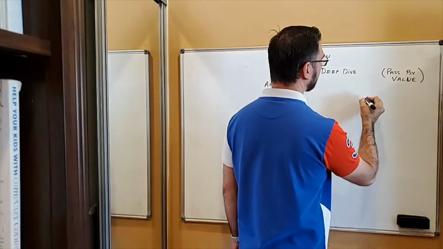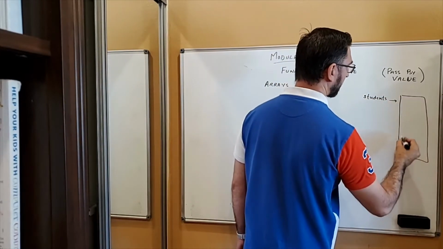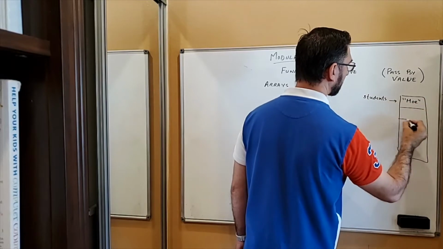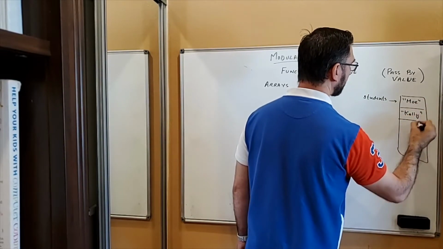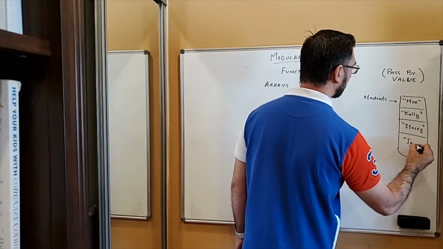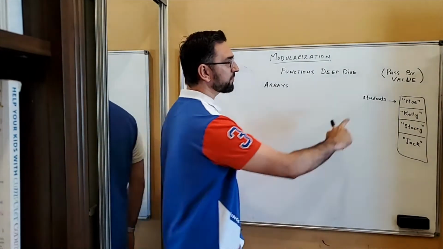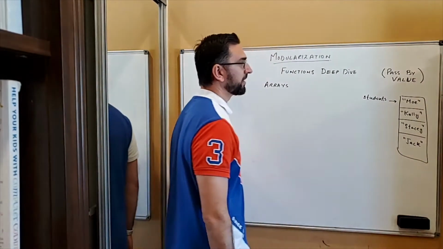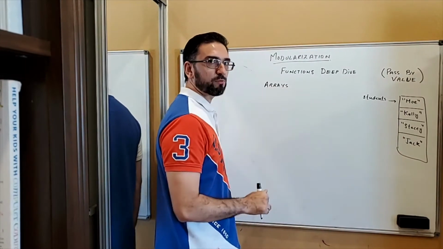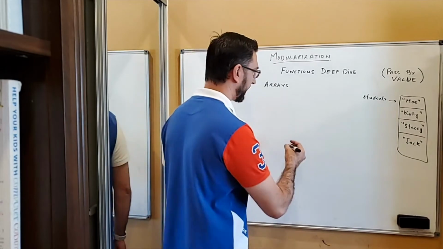I have an array of students and their names are in the array. Let's say Mo, Kelly, Stacy, Jack, and so forth, right? If I were to pass this information to a function which takes arrays as its input value, and let's say I just iterate over the array and display it, right?